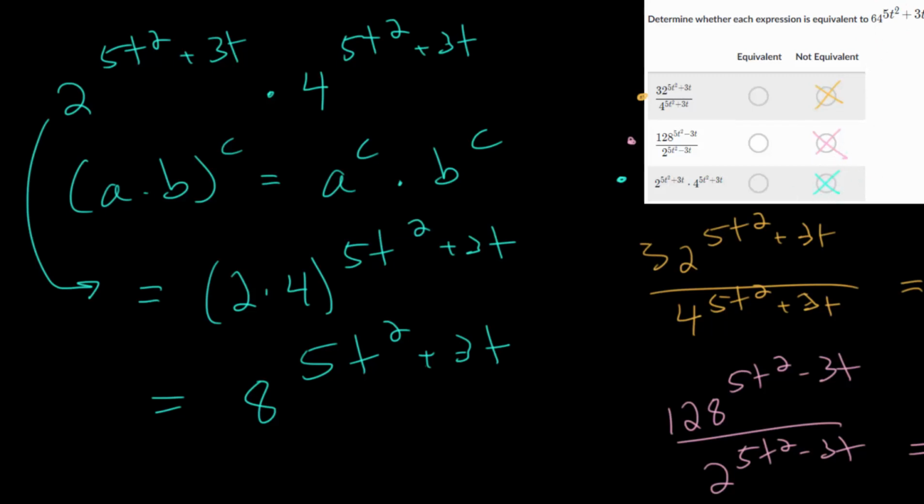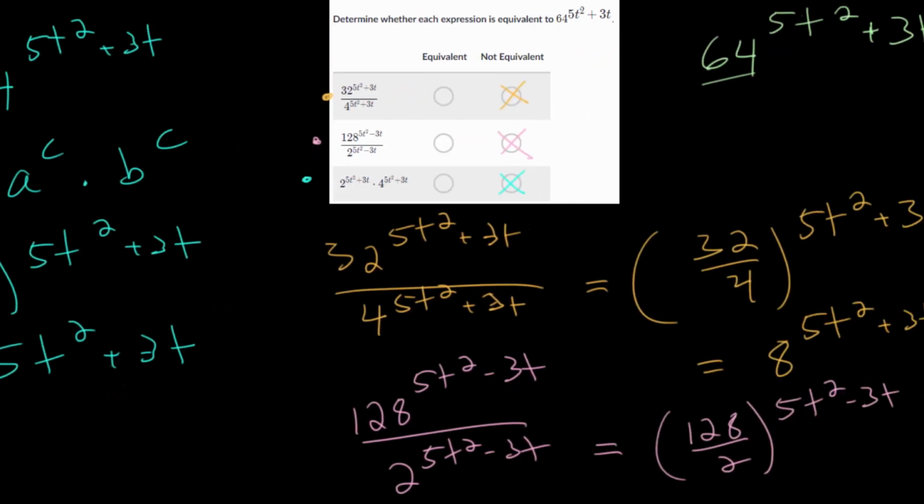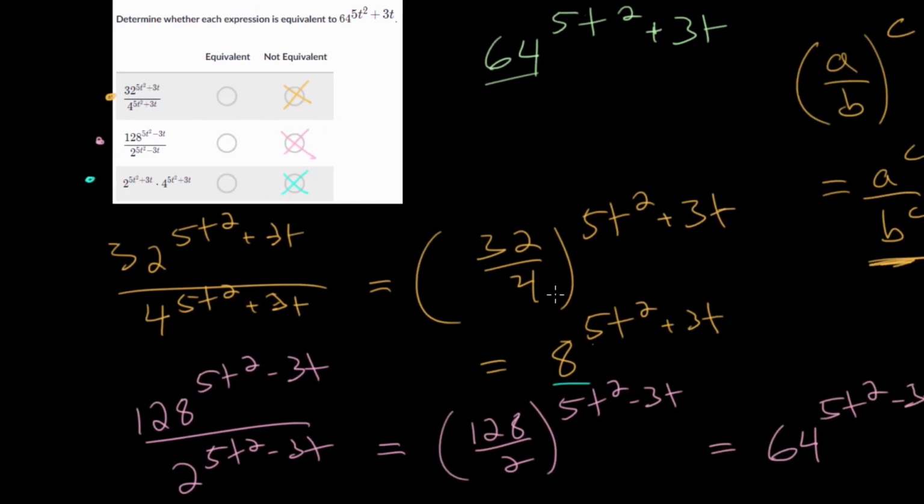In fact, this one, 8 to the 5t squared plus 3t, notice that's what we got when we did the first one. So the first and the third one, these are equivalent to each other, but none of them are equivalent to this first expression here.